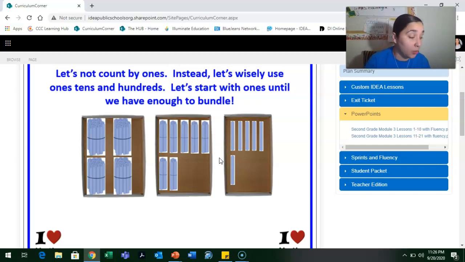Let's wisely use the ones, tens, and hundreds. We're gonna start with the ones until we have enough to bundle. Let's try it. Remember, we're starting with the ones. If I start with the ones and I have the number 476, up to what benchmark number do I have to count? Yes, the number is 80 because 80 is the next 10 number.